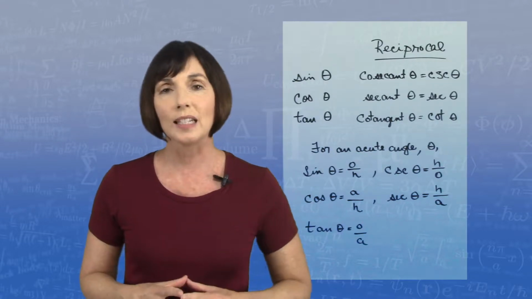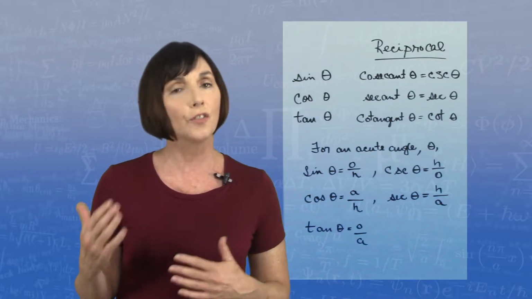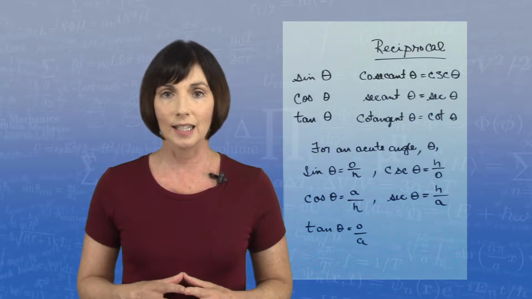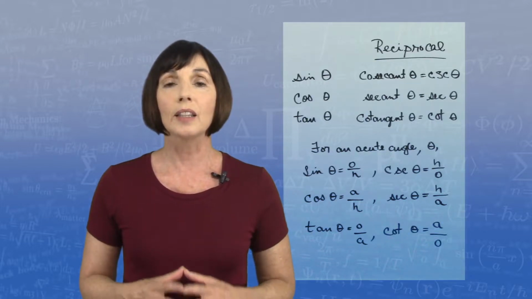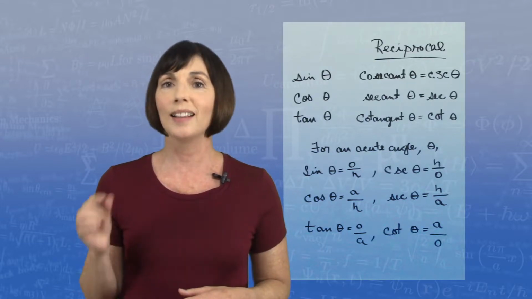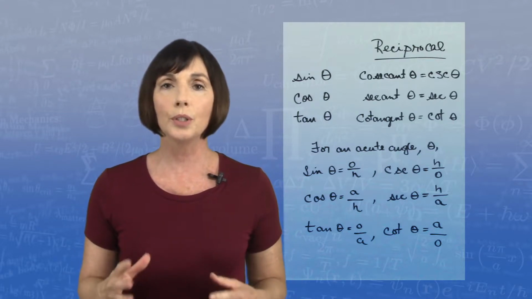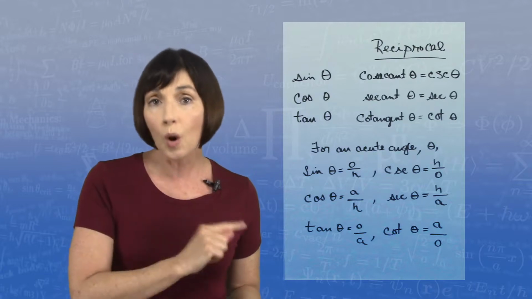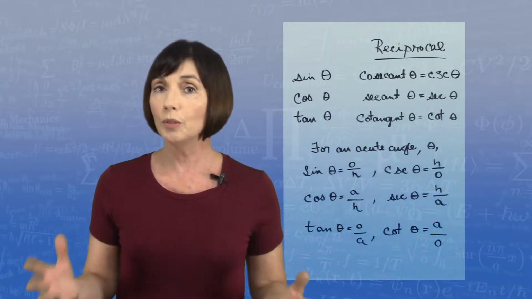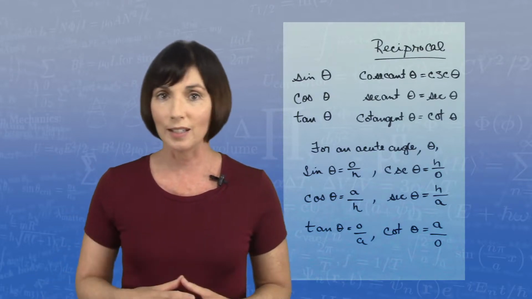And the tangent of theta is equal to the length of the side opposite divided by the length of the side adjacent. So the cotangent is the length of the side adjacent divided by the length of the side opposite. Let's do an example, and I'll show you how when you know just one of these function values, you know a lot of information. So keep watching.